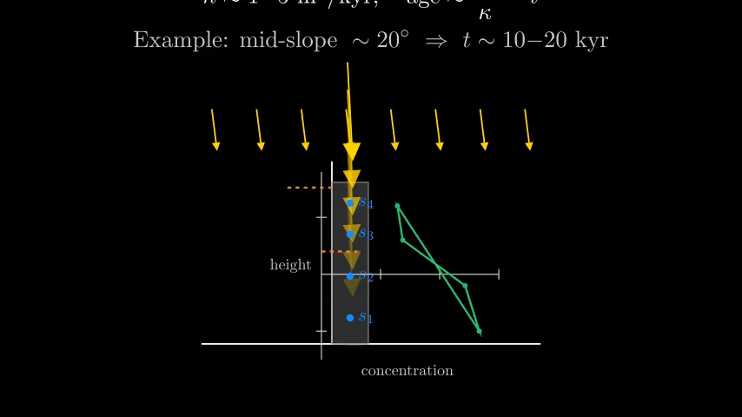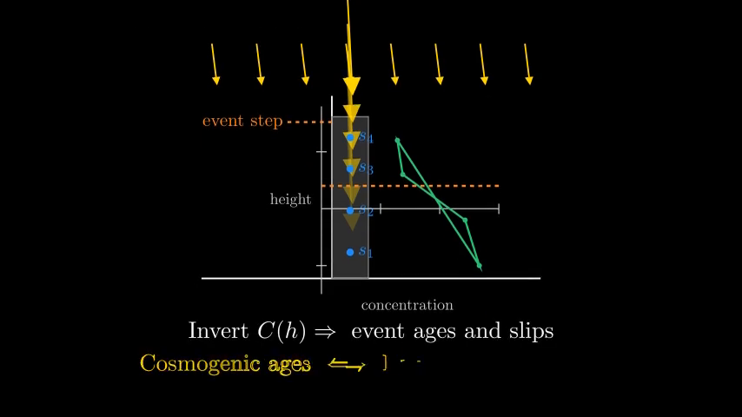If 2 earthquakes built the scarp in steps, we may see a break in slope of concentration with height, revealing event ages and slip per event. By modeling production rates that decrease with depth, and by sampling enough points, we can invert concentration versus height for both exposure ages and slip in each earthquake. Cosmogenic ages calibrate the absolute timescale, which complements diffusion-based relative ages.